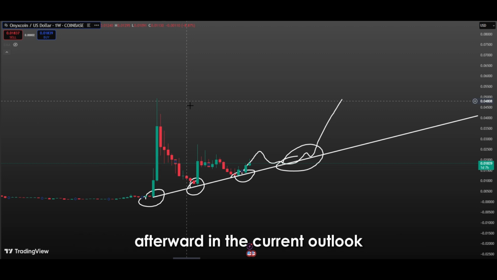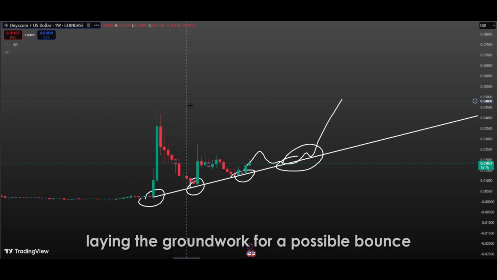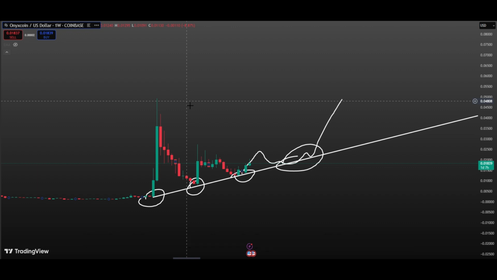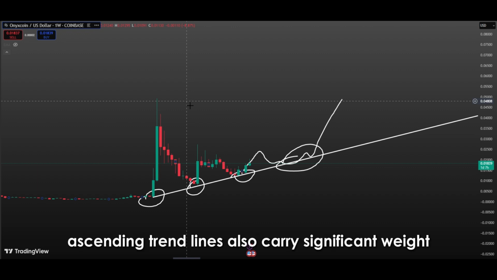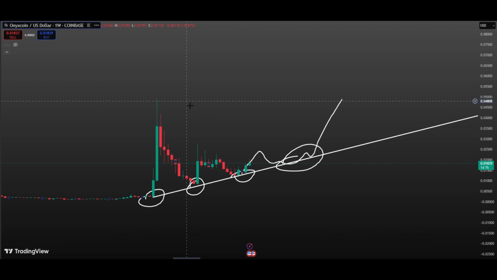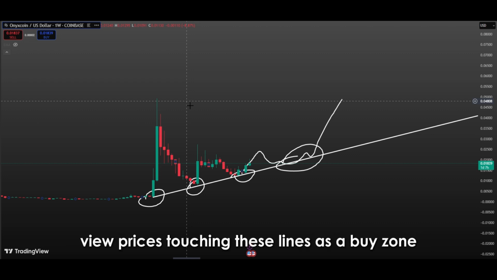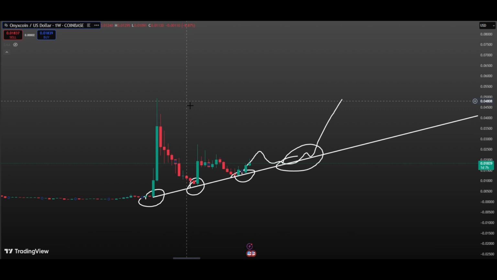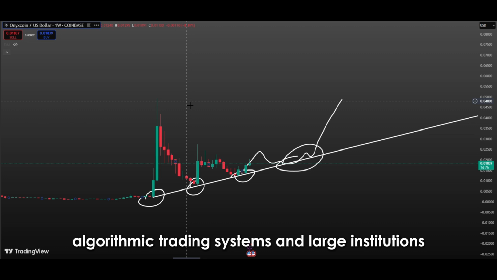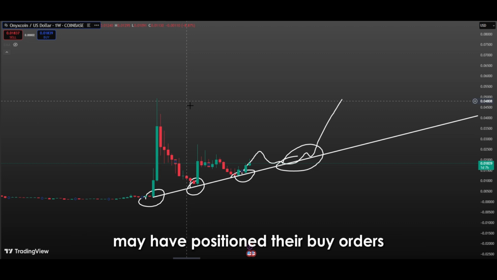In the current outlook, the price appears to be approaching the ascending trend line gradually with moderate volume levels. This can be interpreted as a sign of a healthy correction phase, laying the groundwork for a possible bounce. From the perspective of investor psychology, ascending trend lines also carry significant weight. Many investors view prices touching these lines as a buy zone and prepare to open positions around these levels. Likewise, algorithmic trading systems and large institutions may have positioned their buy orders based on these types of trend lines.